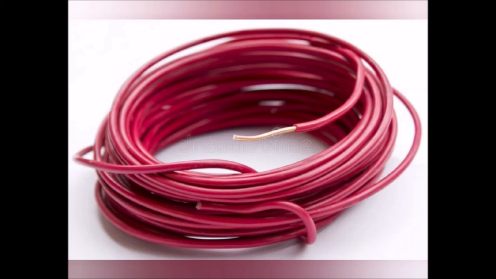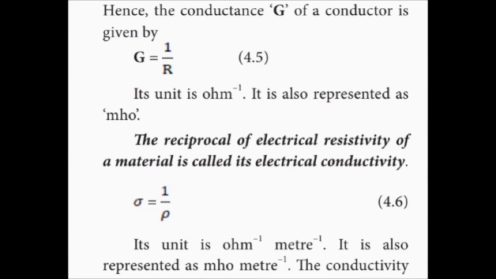Conductance of a material is the property of a material to aid the flow of charges and hence the passage of current in it. It is just opposite to resistance. Resistance is the property to oppose the flow of electric current. Conductance is the property to aid the flow of current in it. Now we are going to derive the mathematical expression for conductivity. The conductance G is inversely proportional to resistance R. Thus G equals 1 by R. The unit of conductance is ohm inverse.